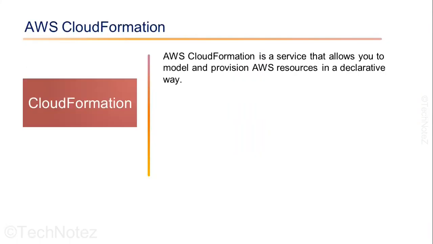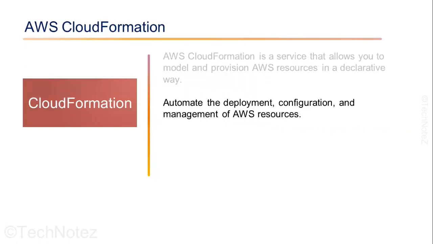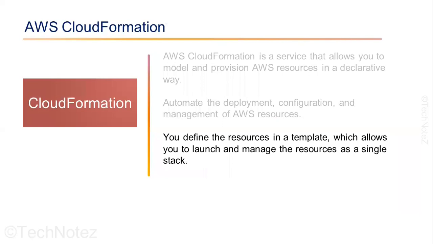CloudFormation is a service that allows you to model and provision AWS resources in a declarative way, which means you specify what you want to deploy and not how to deploy it. This allows you to automate the creation, modification and deletion of your infrastructure in a consistent and repeatable way, so you can automate the deployment, configuration and management of AWS resources. Instead of manually creating and configuring each resource, you can define them in a CloudFormation template, which allows you to launch and manage the resources in a single stack.